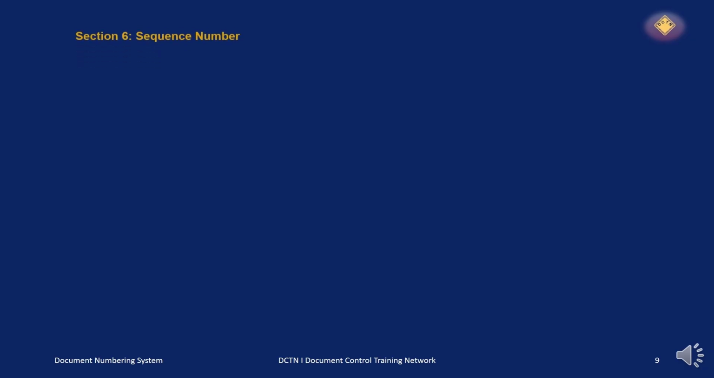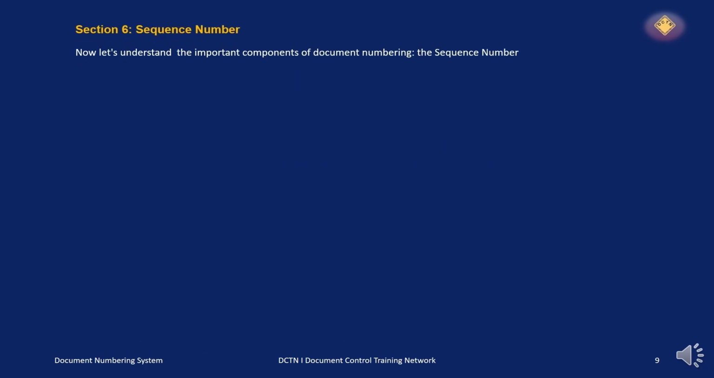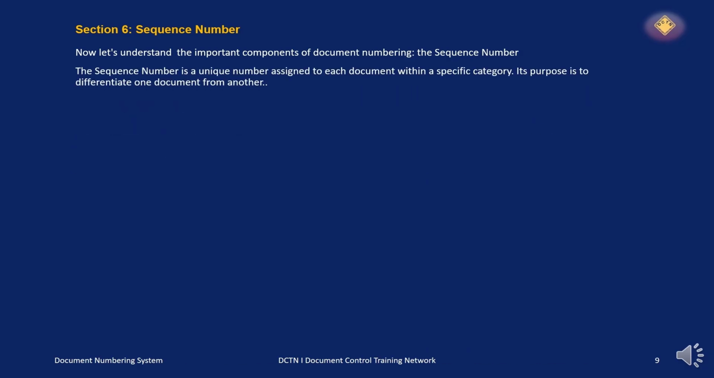Now, let's understand one of the most important components of document numbering, the sequence number. The sequence number is a unique number assigned to each document within a specific category. Its purpose is to differentiate one document from another.